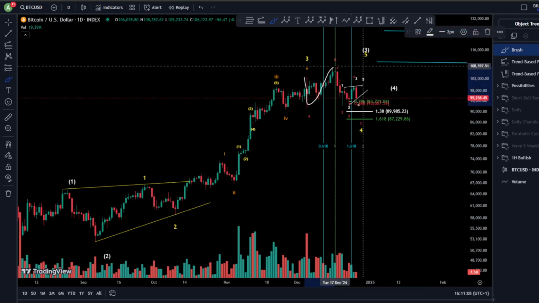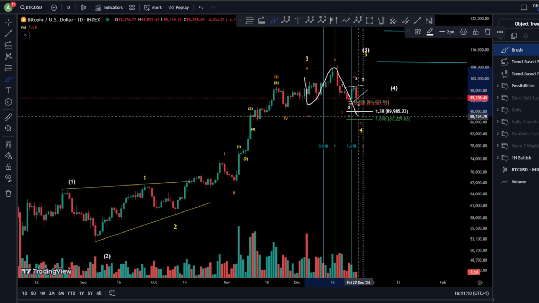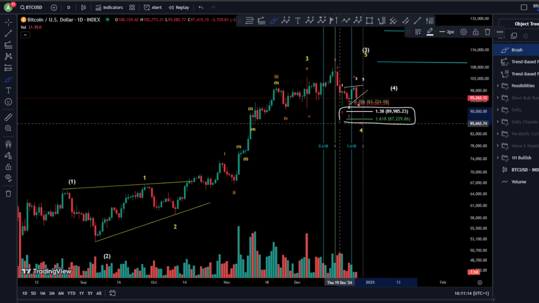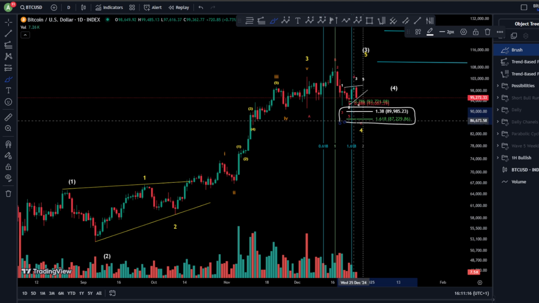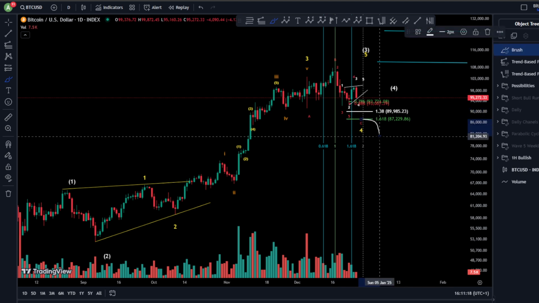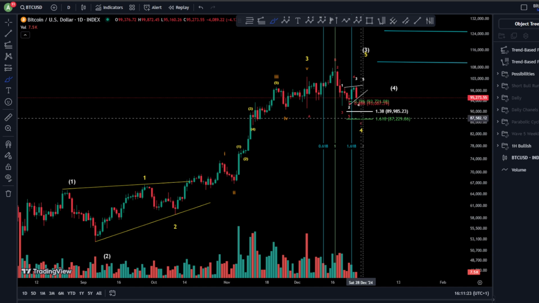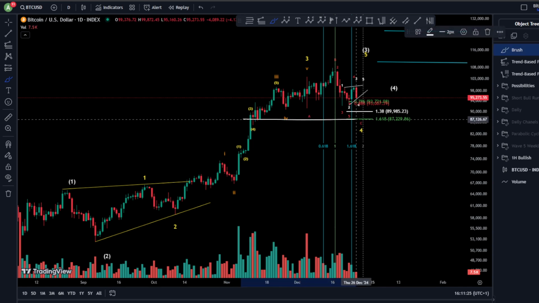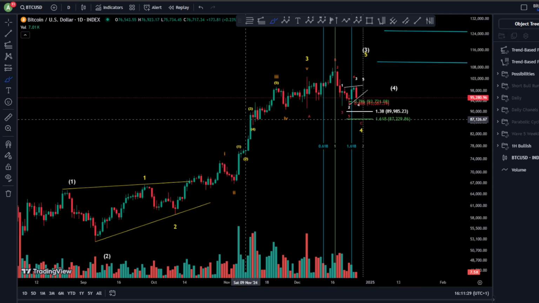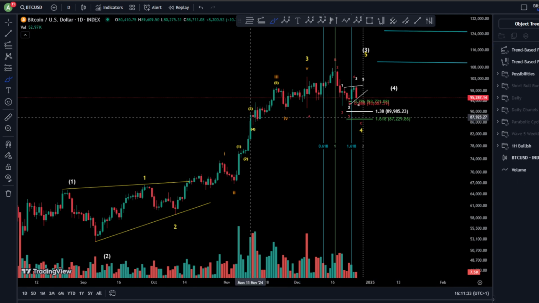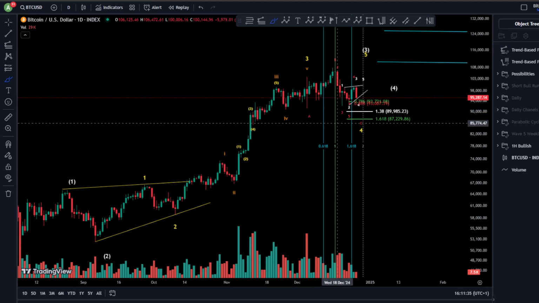In that case we might finish in a kind of flat, a WXY, it doesn't matter, but this price action or this area should not be broken, less than 87,200. Less than this, we have definitely started to consider that something else is unfolding. If we break this support, which is technically very, very strong, where we have, as you can see, a support.